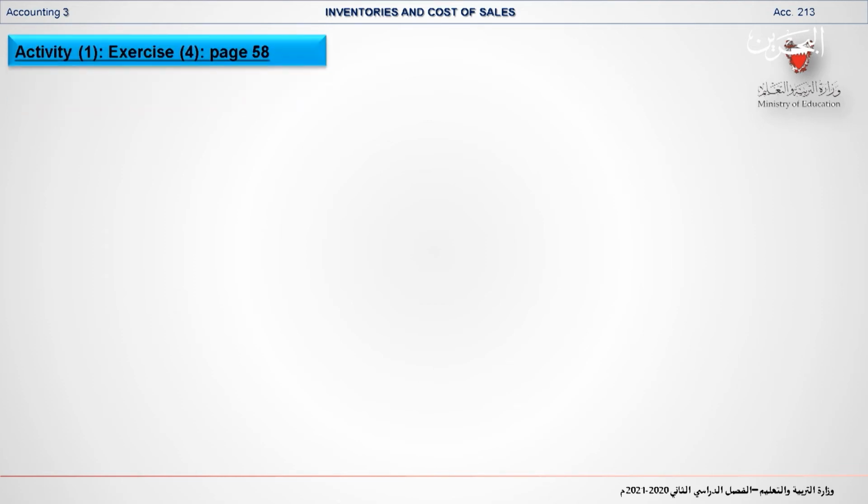Dear student, now I will explain for you another example from your book. So please open your student book on page 58. We will solve exercise number 4.